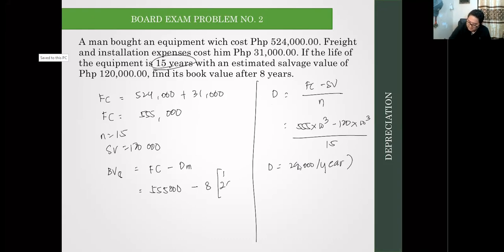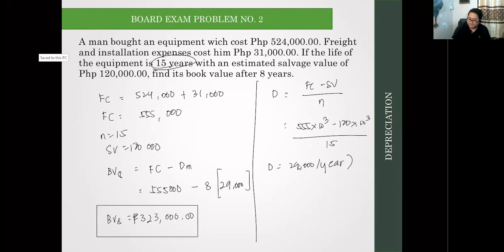So yun yung times 8 natin. Okay, and then yung book value natin will be just the first value, 555,000 minus 8 times 29,000. So 323,000 pesos. So ito na lang yung magiging value niya after 8 years na mag-depreciate siya. Okay?